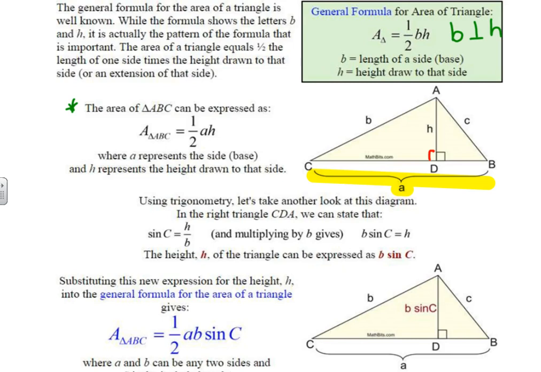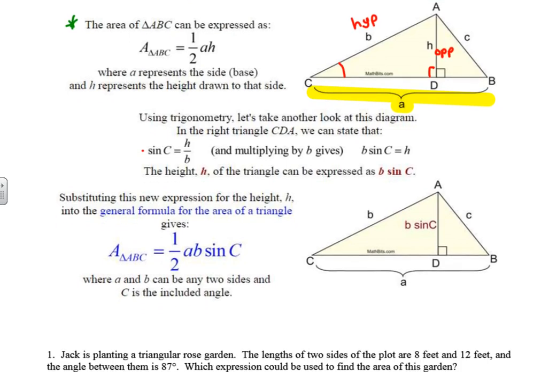So what have we just created? A right triangle. In a right triangle, if we look at angle C here, H would be the opposite and B would be the hypotenuse. So if we multiply this equation by B, we get B times the sine of C equals H, which is our height. We can plug that into this picture. We've replaced H with B sine of C, and therefore the area of the triangle is 1/2.